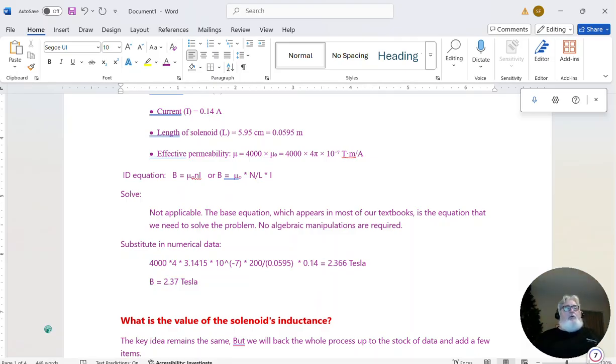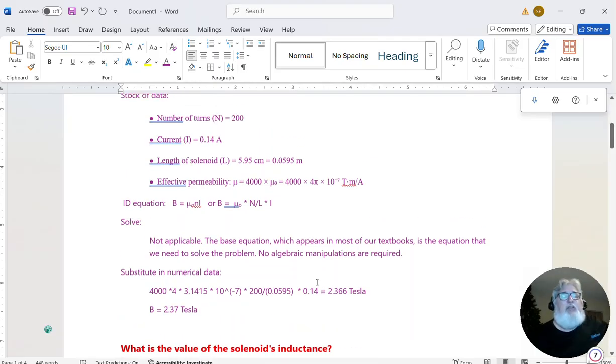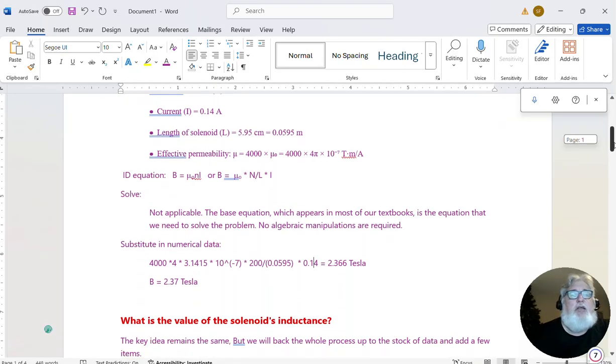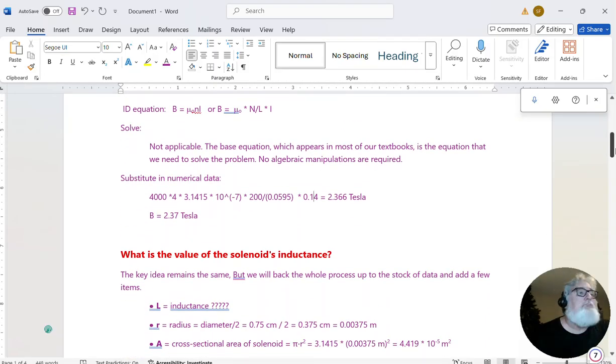0.14 amps. And that's going to come out to be 2.366 Tesla, or 2.37 Tesla. Yeah, I had corrected that, the actual final answer before, but I didn't catch the current.